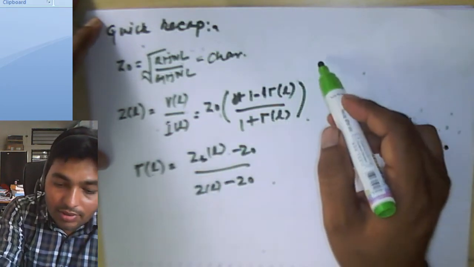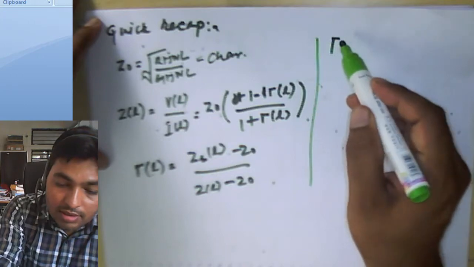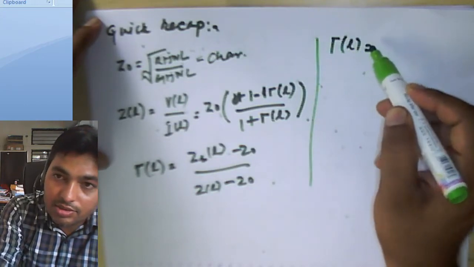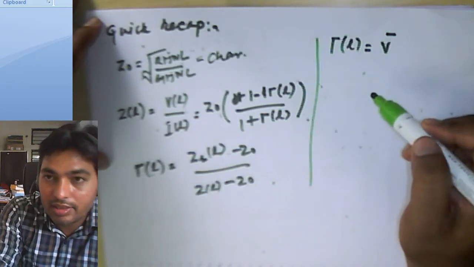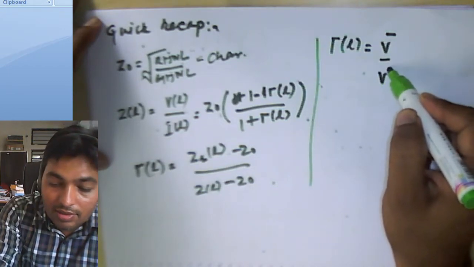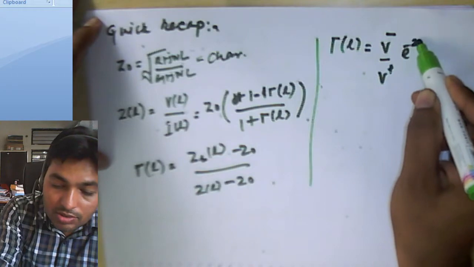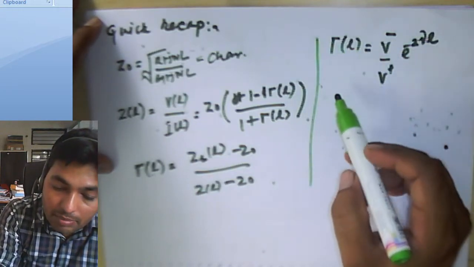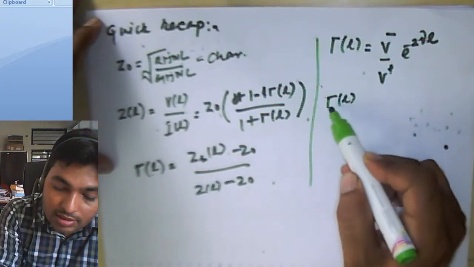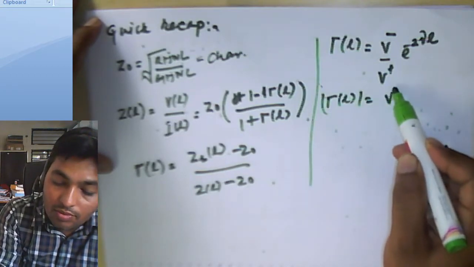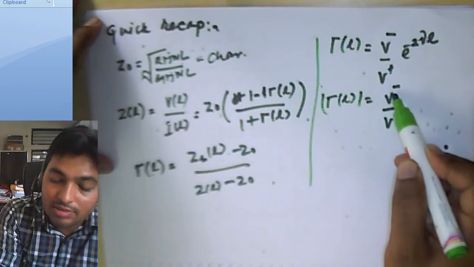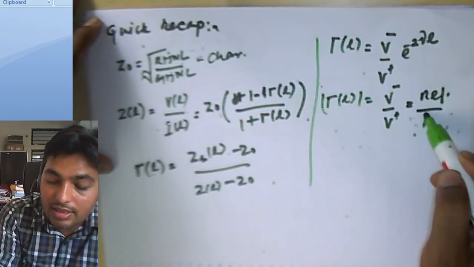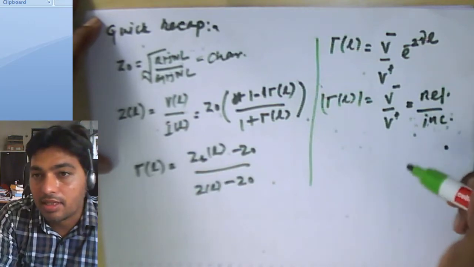Earlier to this we have defined reflection coefficient. Reflection coefficient is the ratio of reflected voltage, that is V minus, divided by V plus, e raised to minus 2 gamma L. Now if we want only the magnitude of reflection coefficient, then this will be equal to V minus divided by V plus, that is, reflected voltage divided by incident voltage in a transmission line.